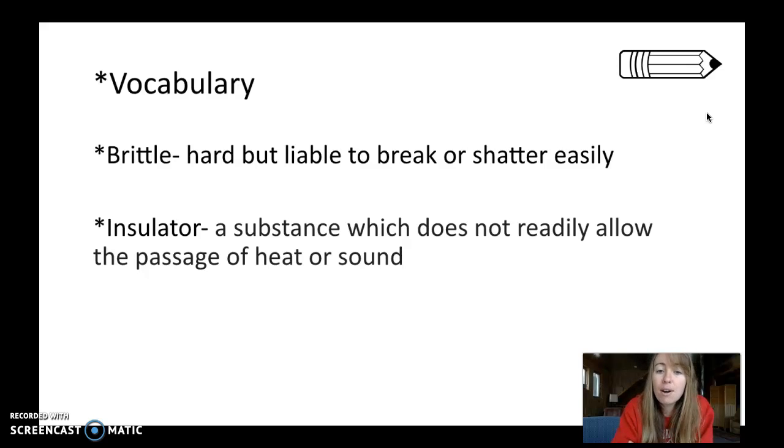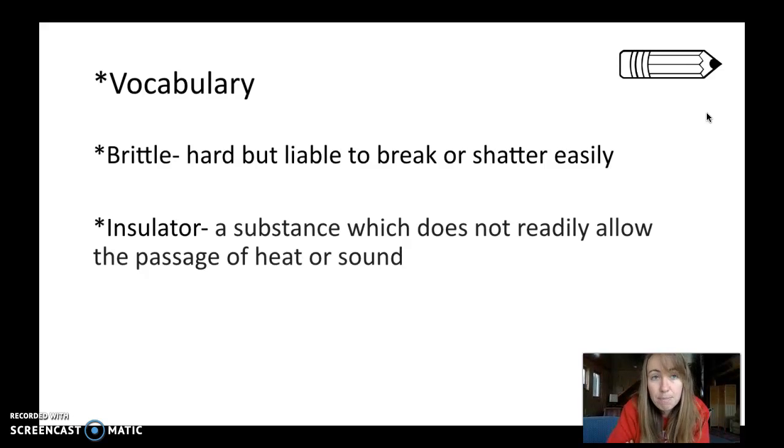So brittle means hard but liable to break or shatter easily. So a really good example of brittle is glass. It's really hard, right? It doesn't scratch very easily. But if I drop this on the ground, it would definitely shatter because it is brittle.